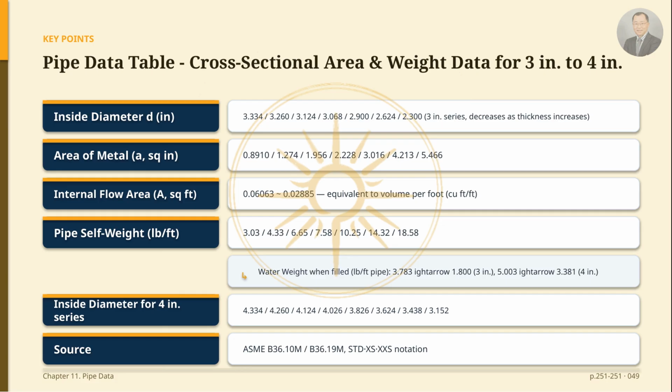For example, the inside diameter for the 3 inches series decreases from 3.334 to 2.300. In the case of the internal flow cross-sectional area, it ranges from 0.06063 to 0.02885 square feet, which is used identically as the volume per foot value. Rather than listing all figures, please first verify the specifications of the piping you are designing and the thickness grade, such as STD or XS, and then refer to the corresponding self-weight and fill water weight.